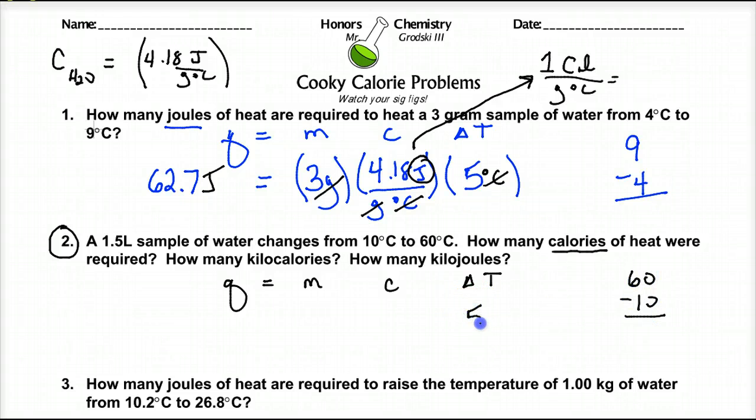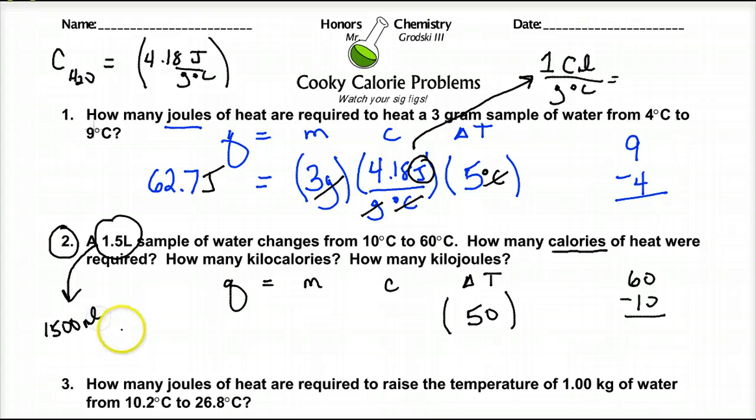Obviously that's a 50. Okay. And the mass, well, they gave me a 1.5 liter sample. Okay, now I'm just being really careful here with this problem, but it's pretty simple stuff. 1.5 liters, you should know, is 1,500 milliliters, right? And we should also know that the density of water is equal to 1 gram per milliliter.